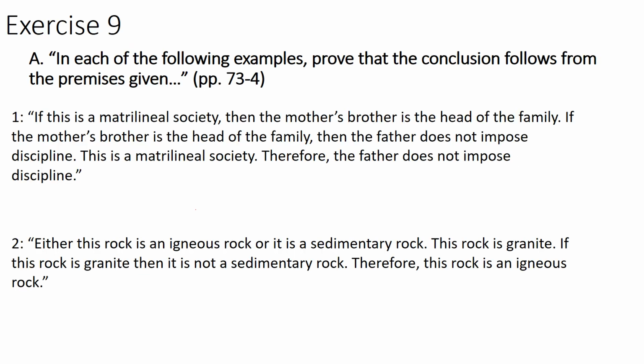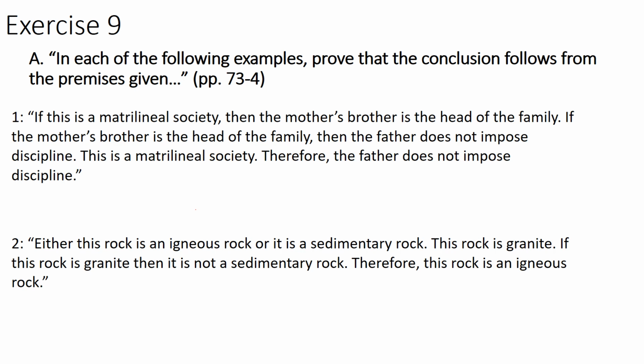Flipping to page 73 of the Suppes and Hill textbook, we find part A of exercise 9. In each of the following examples, prove that the conclusion follows from the premises given. Argument number 1 states that if this is a matrilineal society, then the mother's brother is the head of the family. If the mother's brother is the head of the family, then the father does not impose discipline. This is a matrilineal society, therefore the father does not impose discipline.